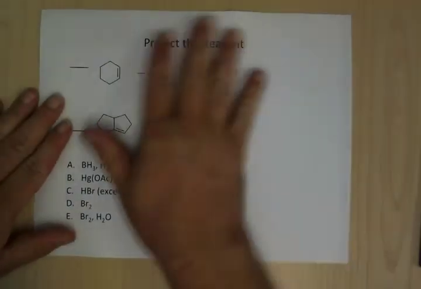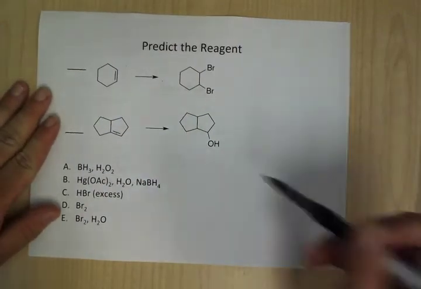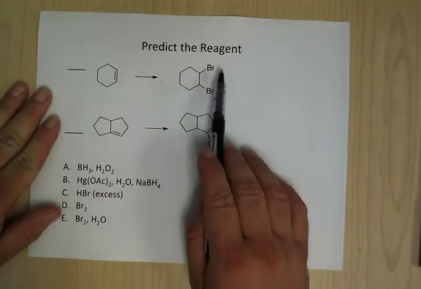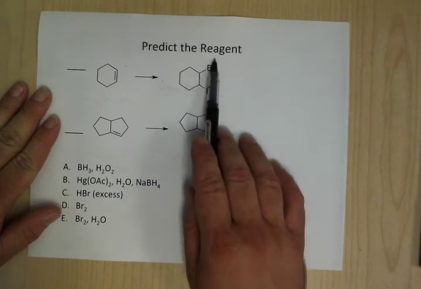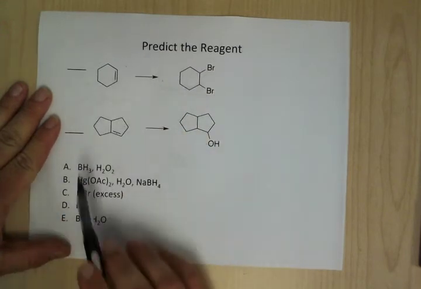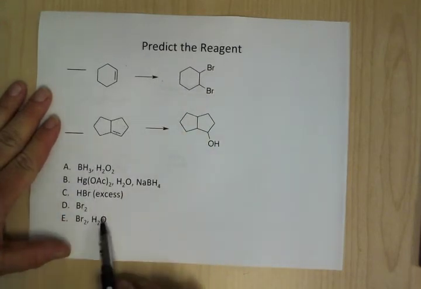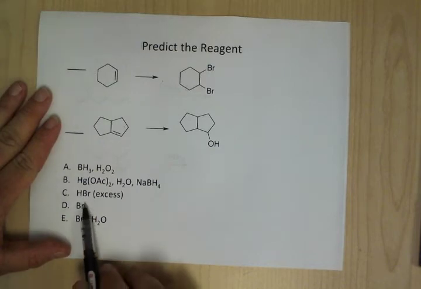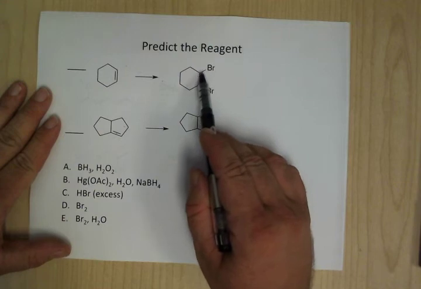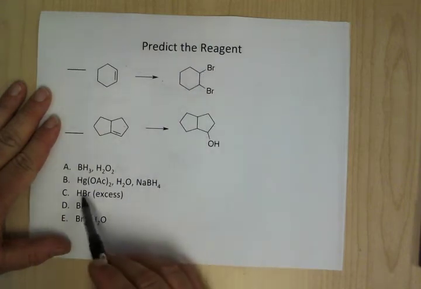Okay, so you're going to have to predict the reagents. For this one, you have an alkene, and you're adding bromines across it on either side. So now these are both bromine. If you did HBr, it would only add bromine on one side. You add hydrogen on there, so it can't be this.